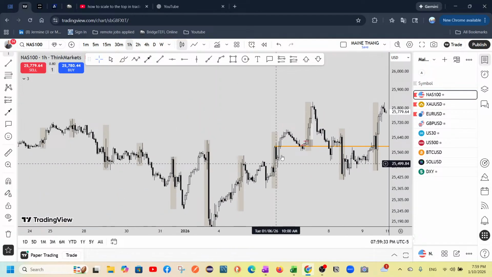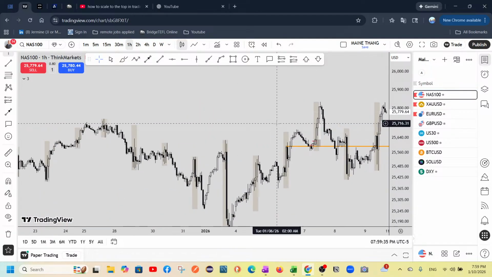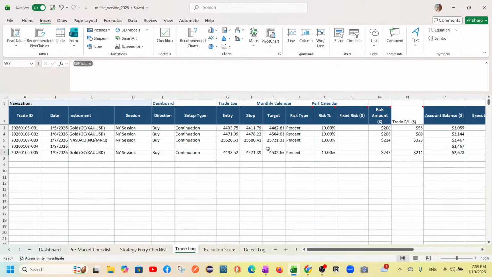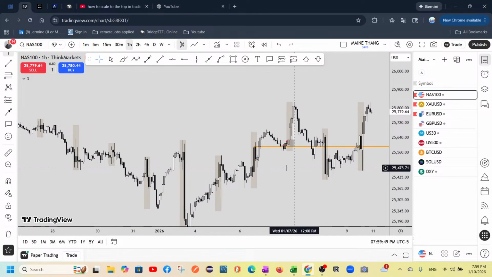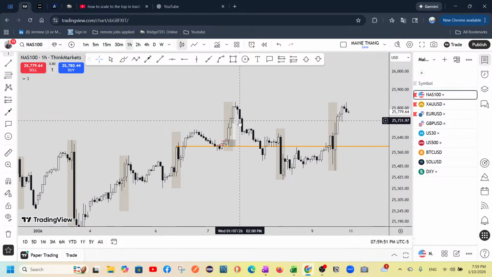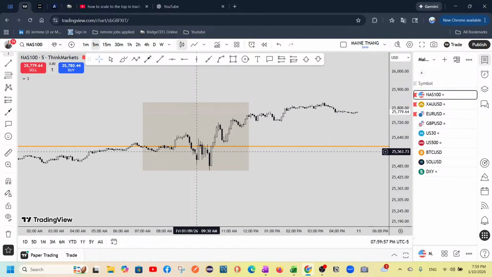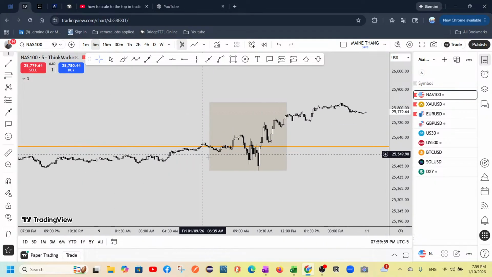Oops. Target was, let me see, NASDAQ 25721. We get some glitch action here, so I hate it when it does this. We got glitching.